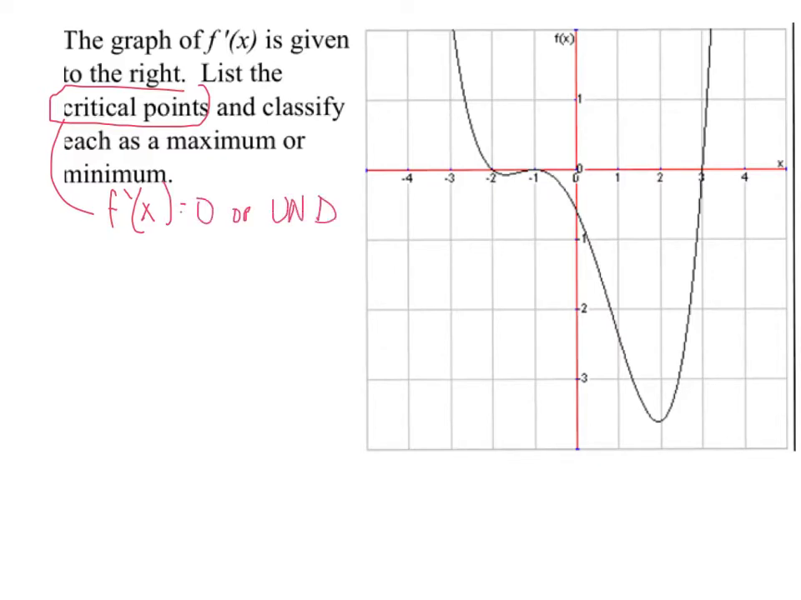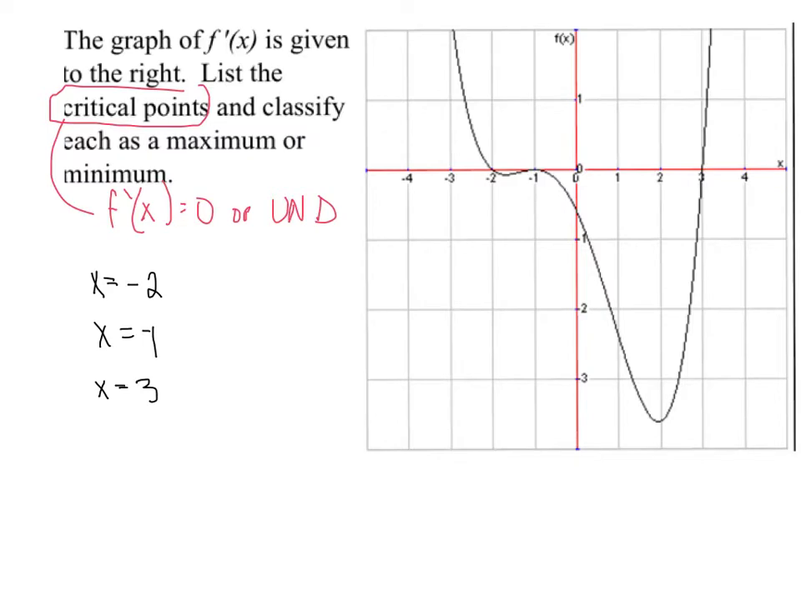Okay, so we have the derivative. We're looking for where it's 0 or undefined. Well, it's 0 at -2, it's 0 at -1, and it's 0 at 3, and I do not see any spots where it's undefined. So we're just going to list x is -2, x is -1, and x is 3. These are our critical points.